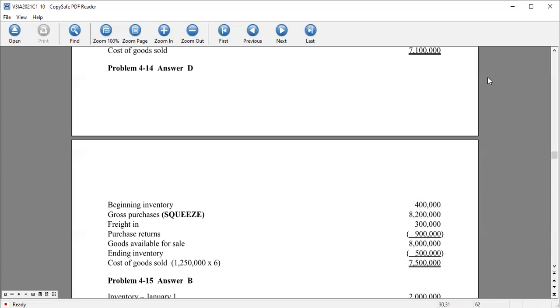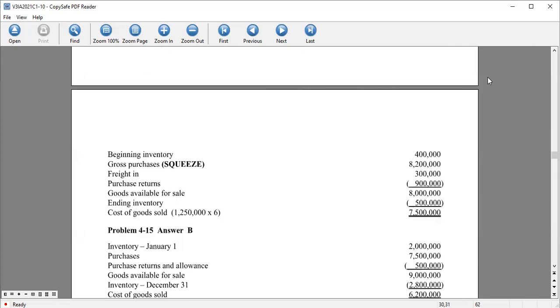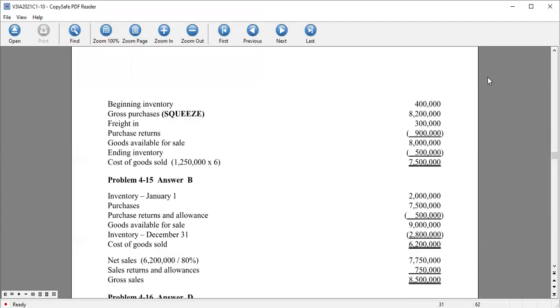So as stated, the cost of goods sold is 6 times the distribution cost. That's why you are multiplying 1,250,000 by 6. So finally, we have 4 dash 14. Your answer is letter D. Now we go to number 15. What's the amount to be reported as gross sales in number 15?